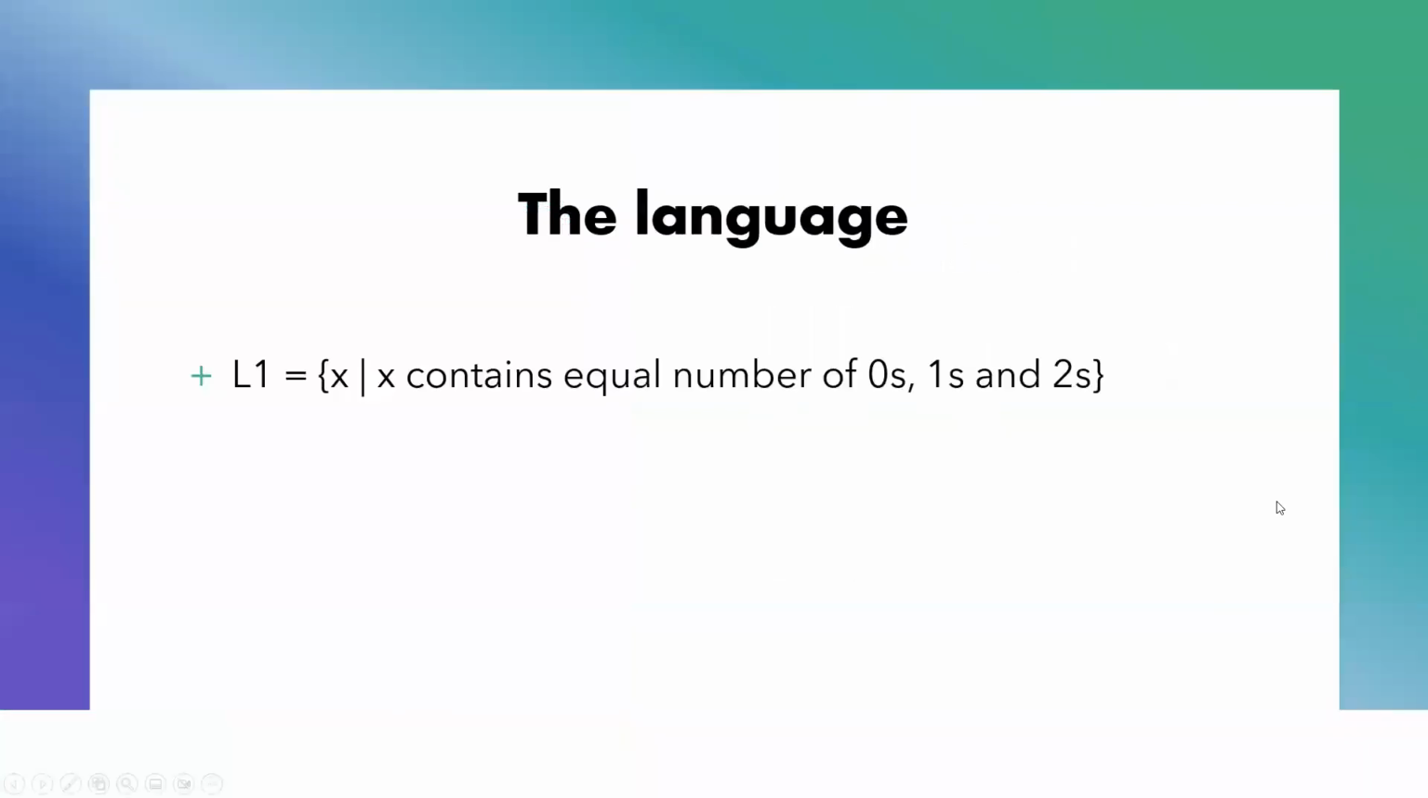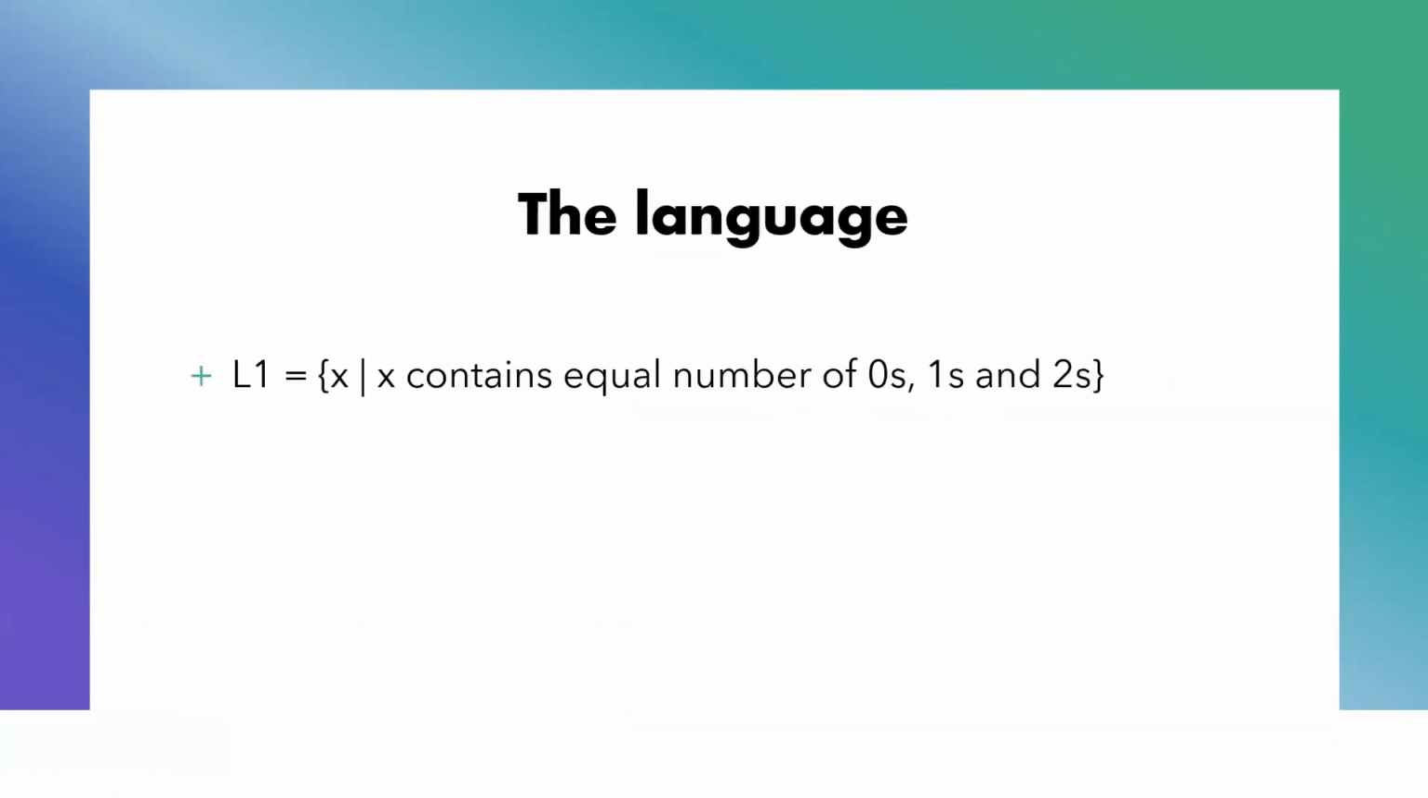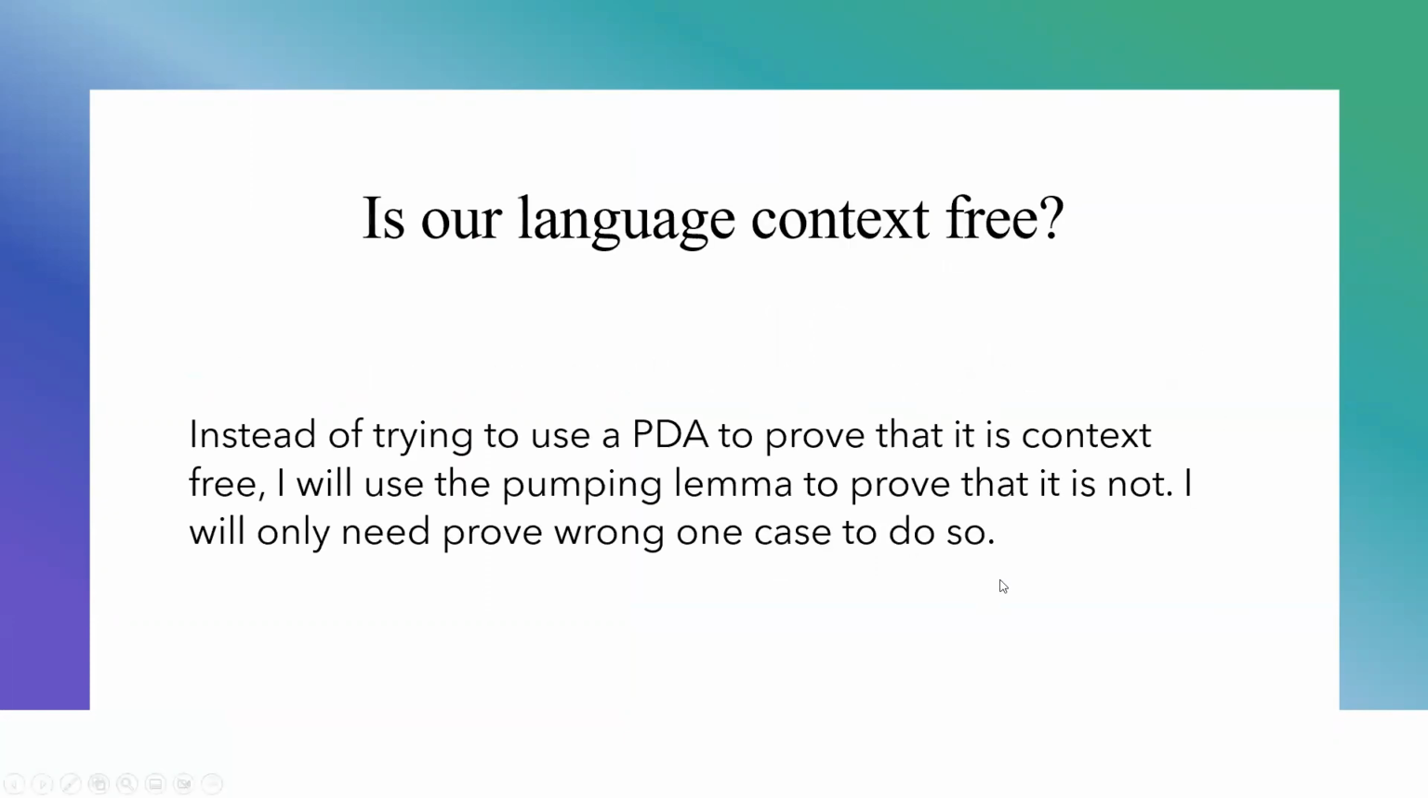So the language is L1 equals X, such that X contains an equal number of zeros, ones, and twos. Is the language context free? So a string would be like 0, 1, 2, for example, or 0, 0, 1, 1, 2, 2. Just for clarification.